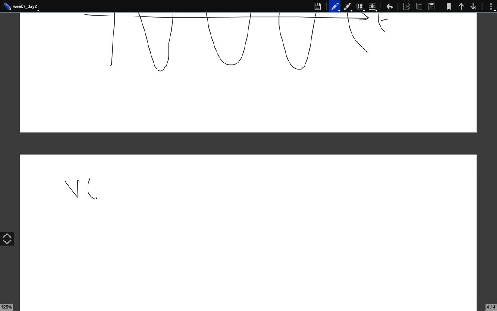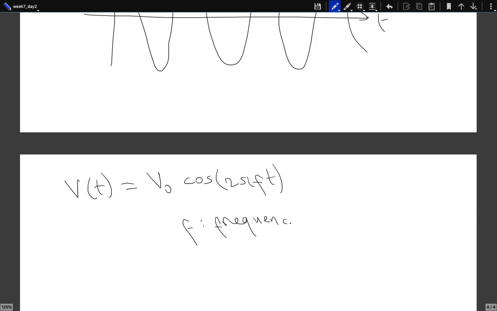So you can write the potential as a function of time will be some V0 times cosine 2 pi f times t, f being the frequency. Are you familiar with the concept of frequency? So it's how many times it changes per second.